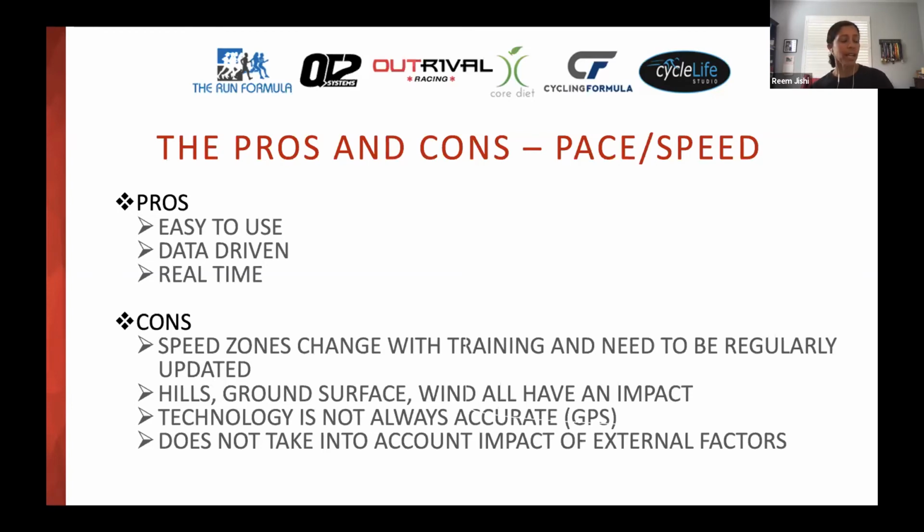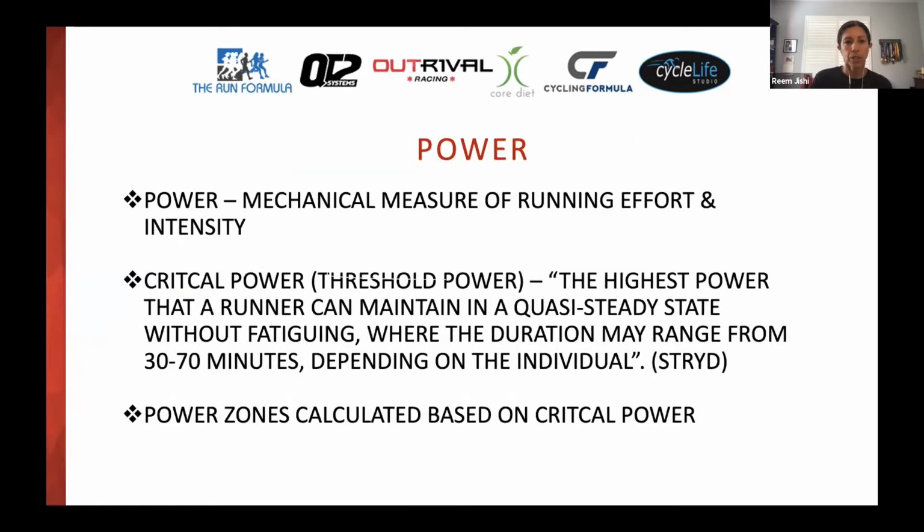And on this one, I say that it doesn't always take into account the impact of external factors, right? If my 5K pacing is supposed to be an 8:14, well, you know what? If it's hot outside, my 5K pacing is not going to be an 8:14. It's not taking it into account accurately. So you do need to know that speed is going to vary based on what's around you, and again, like hills and ground surface and stuff like that. So pros and cons, just like with everything else.